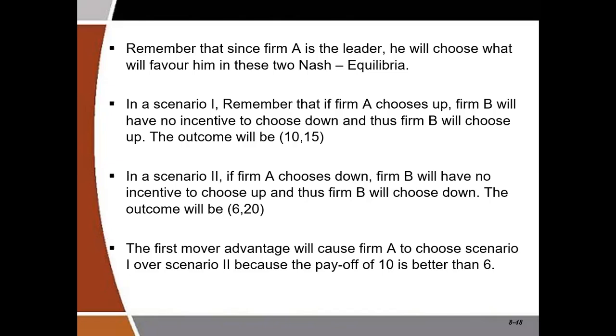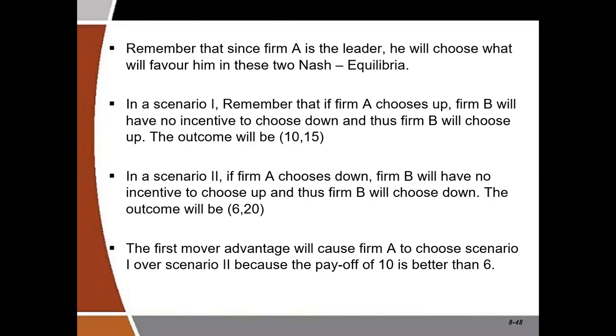In a first scenario, if firm A chooses up, B will have no incentive to play down. Therefore, the outcome will be 10 for player A, 15 for player B. In the second scenario, that is the down, down, if A chooses down, B will have no incentive to choose up. B will definitely choose down. And the outcome will be 6, 20.